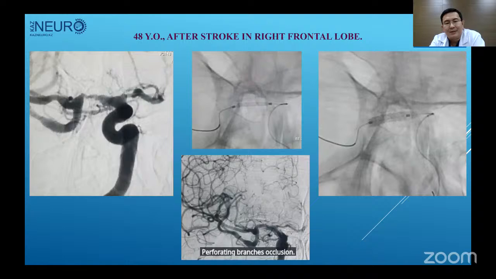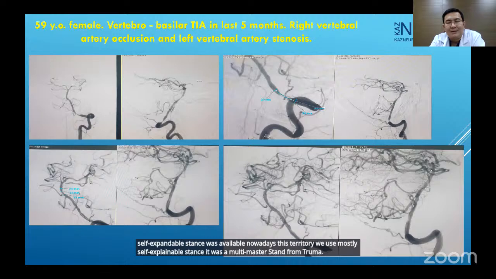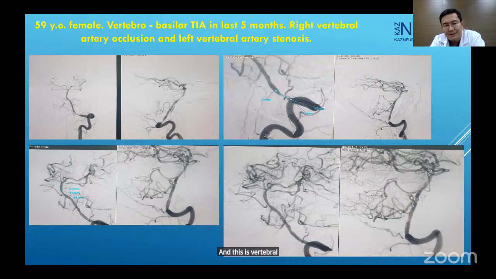In the M1 segment, this stenting was done before self-expandable stents were available. Nowadays, in this territory we use mostly self-expandable stents. It was an Ultimaster stent from Terumo, and this is a vertebral and basilar artery stenosis.